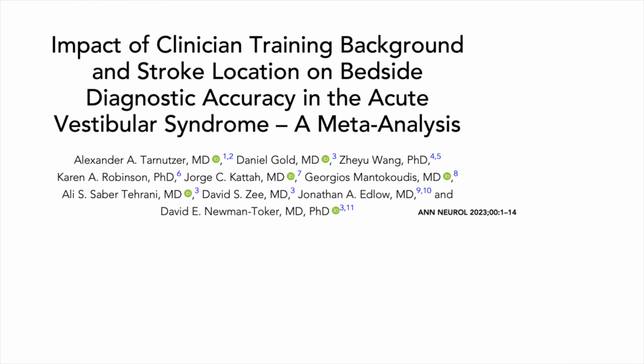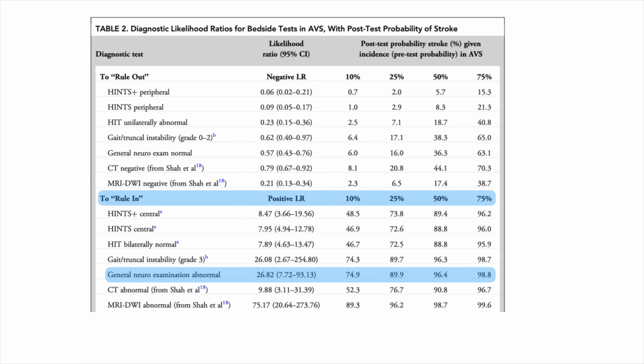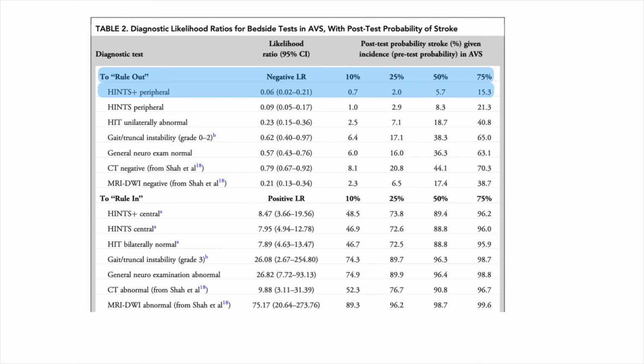And in another systematic review by Tarnutzer, it shows that an abnormal neurologic exam had a high positive likelihood ratio to rule in a stroke. The only thing that ruled in a stroke with a higher positive likelihood ratio was an abnormal MRI. And in the same table, it shows that finding an overall HINTS exam that was peripheral had a high negative likelihood ratio, so very good at ruling out a stroke. And this is why the HINTS exam is so useful for emergency docs.